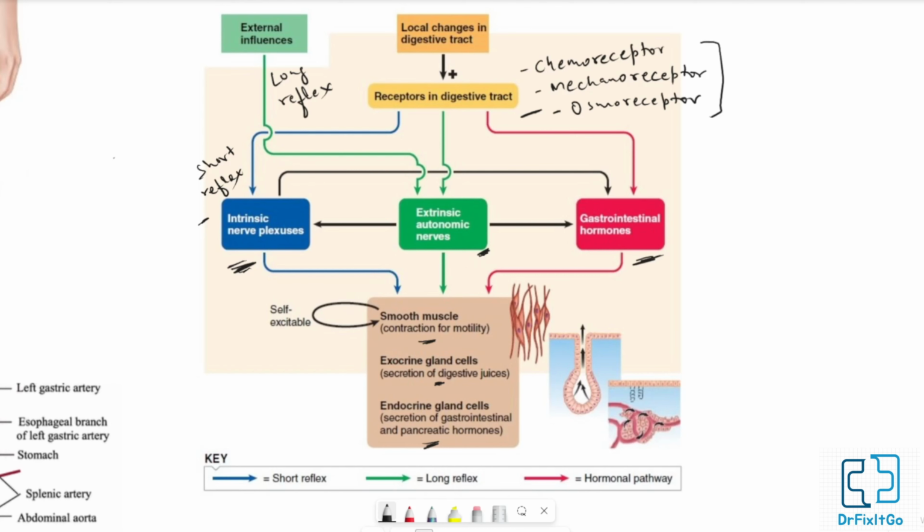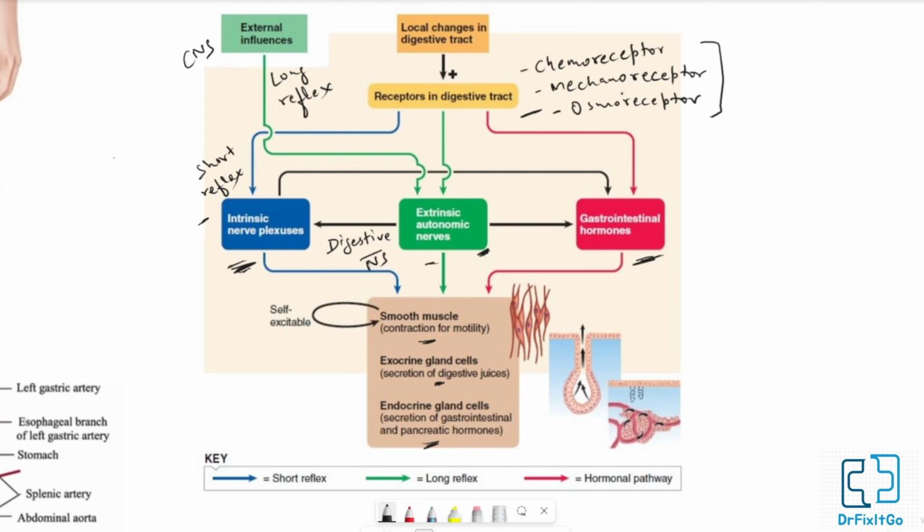Extrinsic autonomic nervous activity can be superimposed on the local control to modify smooth muscle and glandular response, either to correlate activity between different regions of the digestive system or to modify digestive system activity in response to external influences. Because the autonomic reflex involves a long pathway between the central nervous system and the digestive nervous system, they are known as long reflexes.